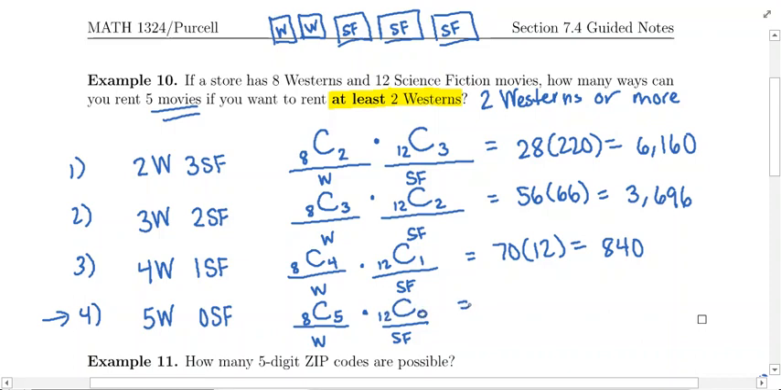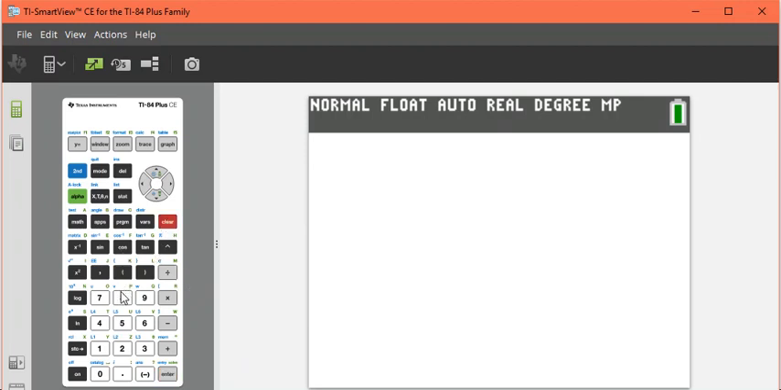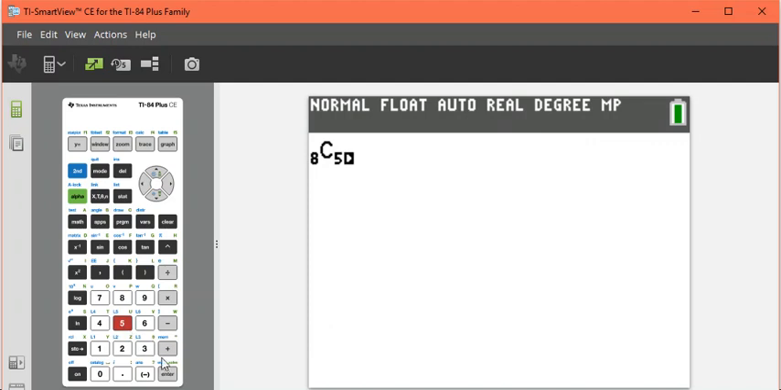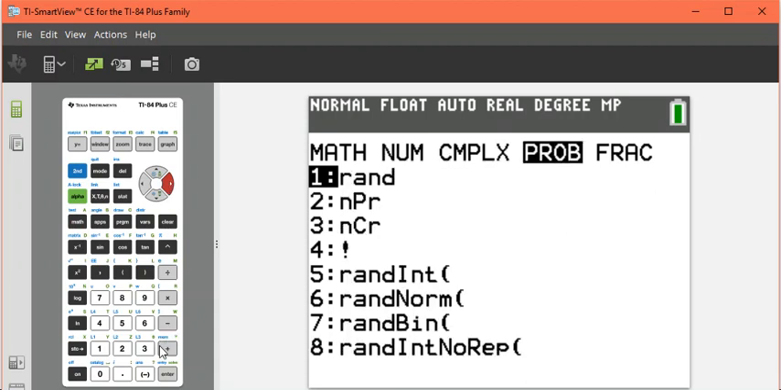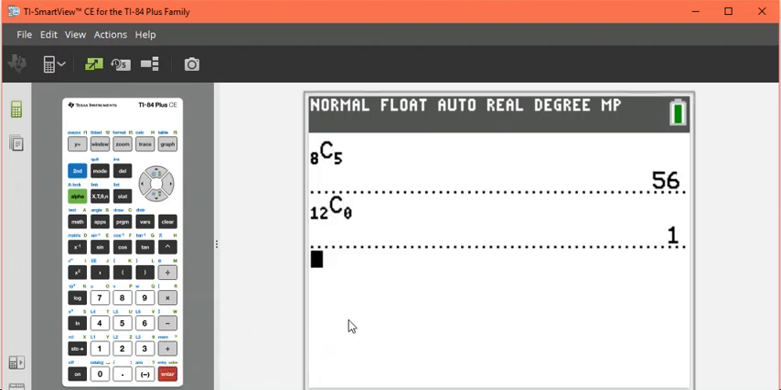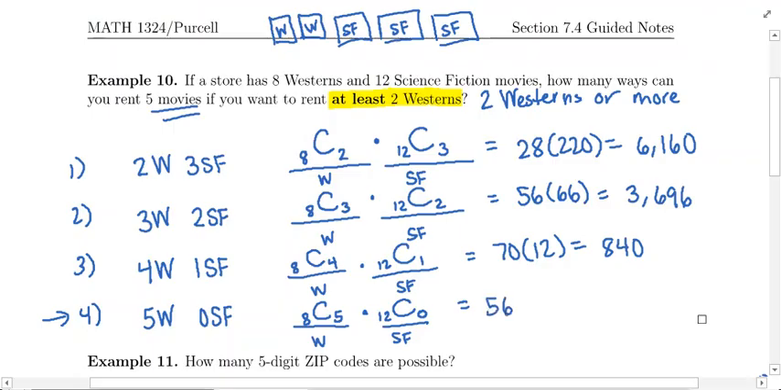Okay, so go to the calculator. 8 choose 5, 12 choose 0. So 8 choose 5, and then 12 choose 0. Okay, so this is going to give us 1. So 56 and 1. Multiply those together. That's going to be 56.